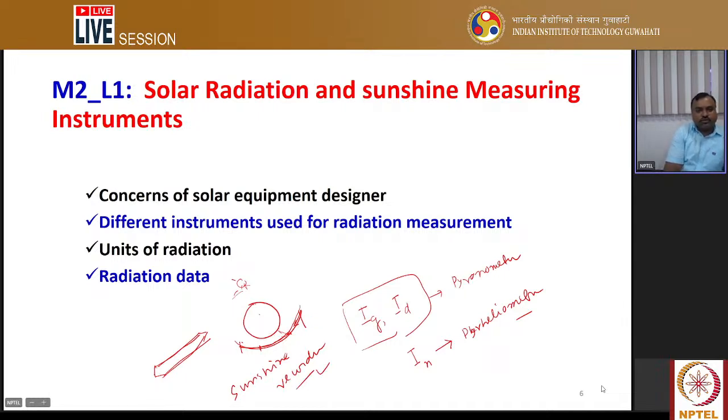We must also know the units of radiation, like watt per meter square and kilowatt hour per meter square. Then there is radiation data: irradiation, irradiance, insolation. These are the terms we use for specifying the radiation data.